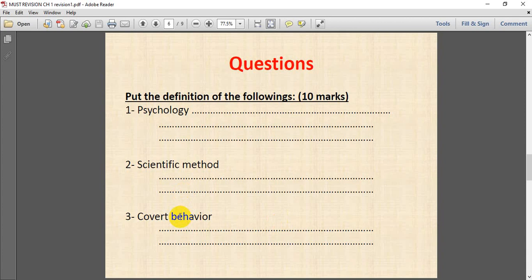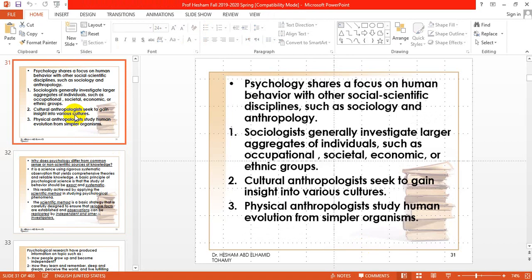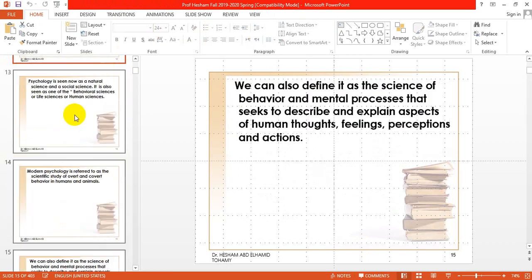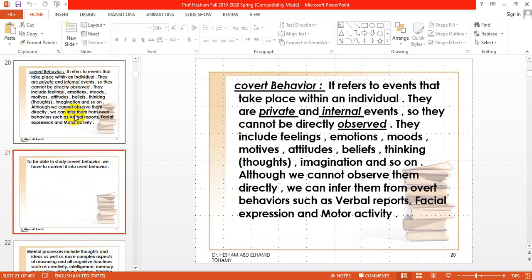What about the definition of covert behavior? Check the definition of covert behavior in this slide. It refers to events that take place within an individual, I mean they happen within an individual. They are private and internal. They are indirectly observed; you cannot observe them directly, but you can observe them indirectly. And also, we can define covert behavior by mentioning some examples, such as feelings, emotions, moods, motives, attitudes, beliefs, thinking, imagination, reasoning, personality characteristics, and so on.